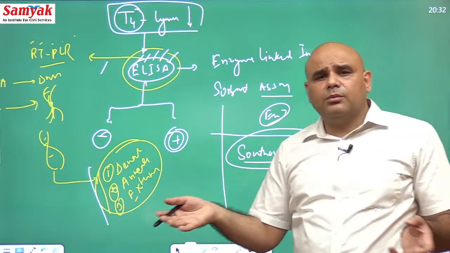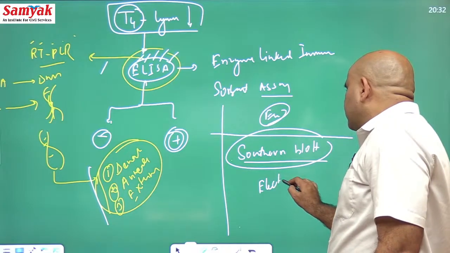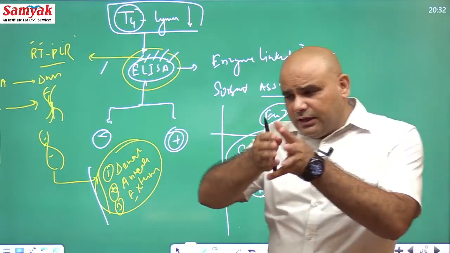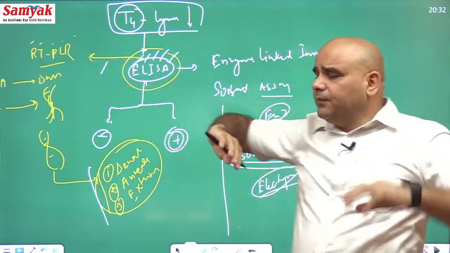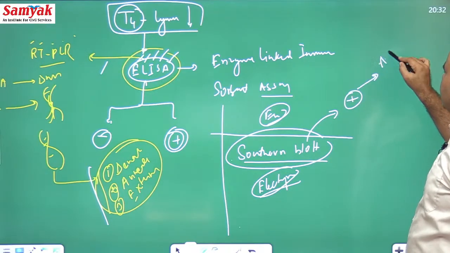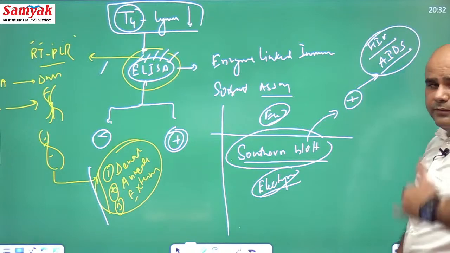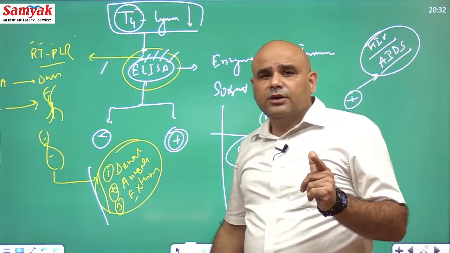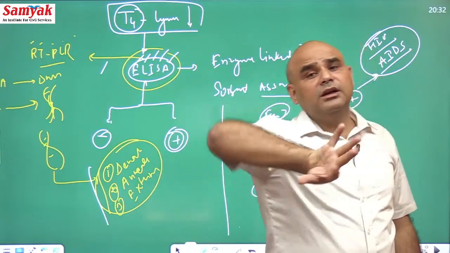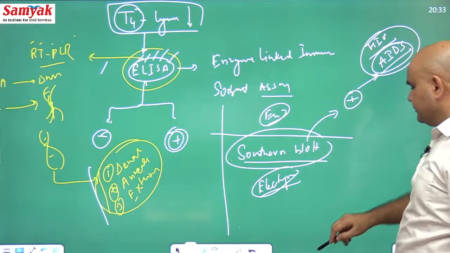Southern blot, northern blot, these are tests. First of all, they will perform electrophoresis. Electrophoresis means they will separate out the DNA. And if the Southern blot test is positive, then they will say yes, you are suffering from AIDS or you are infected by HIV. Now, being infected by HIV is the initial stage. When I say AIDS, that means it is confirmed that your cells are hijacked by HIV and it is in a certain stage. There are certain stages of AIDS.